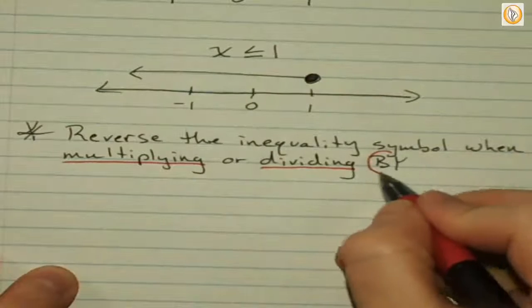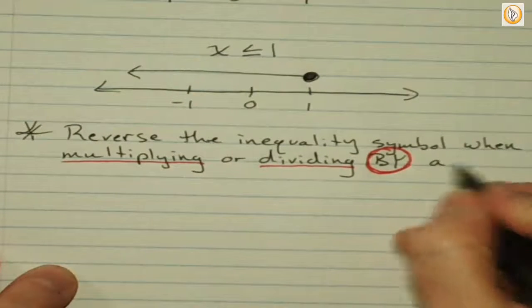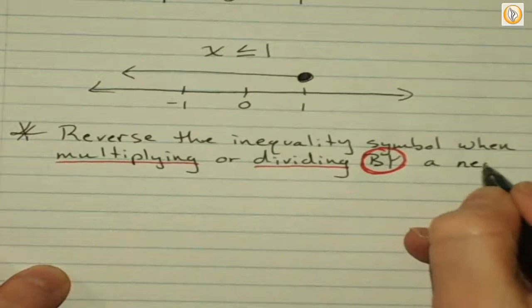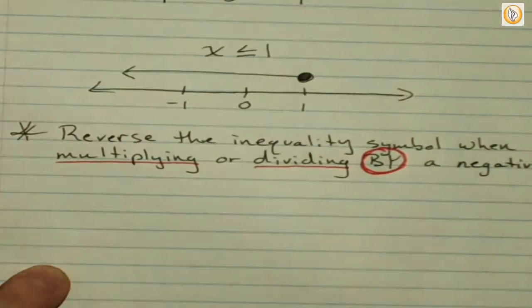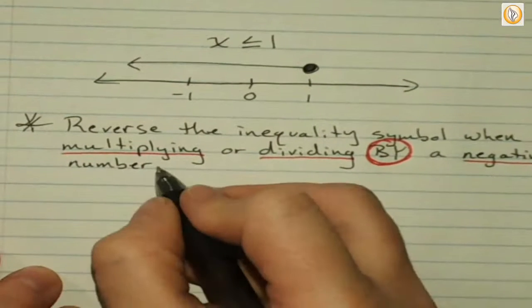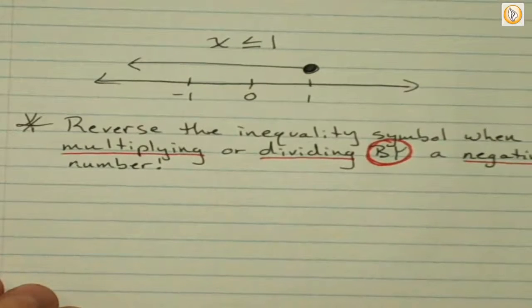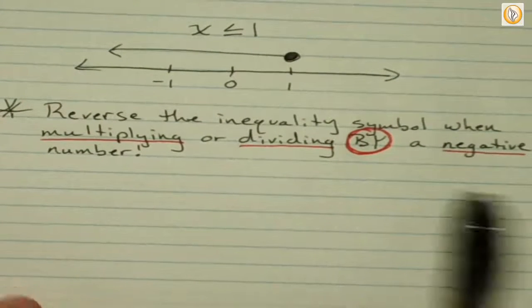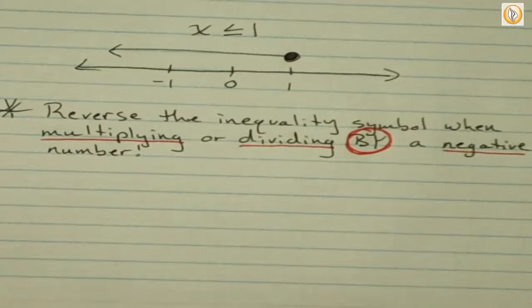by, this is the key word, by a negative number. I can't remember which one is the one that's being divided or multiplied by. That's it in itself right there. That's why I circled by. Because if the first number is a negative, you don't have to switch the sign. It's when it's being divided or multiplied by a negative.